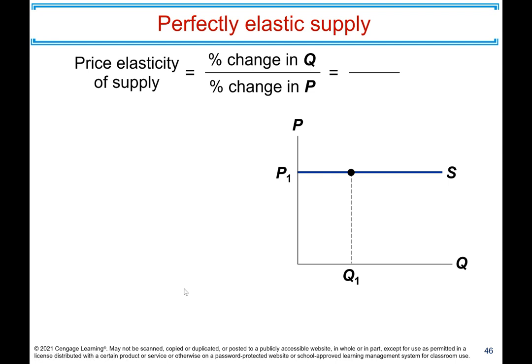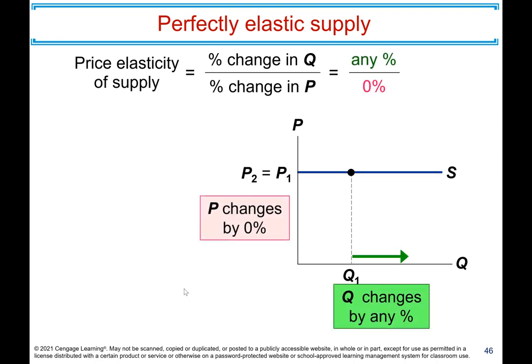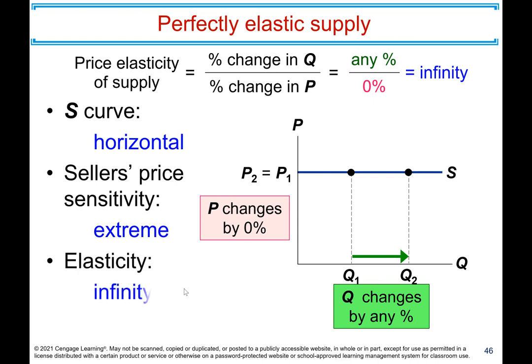Perfectly elastic supply curve is a horizontal supply curve with no change in price, and any change in quantity leads to infinity. The supply curve is horizontal, sellers' price sensitivity is extreme, and elasticity coefficient is infinite.